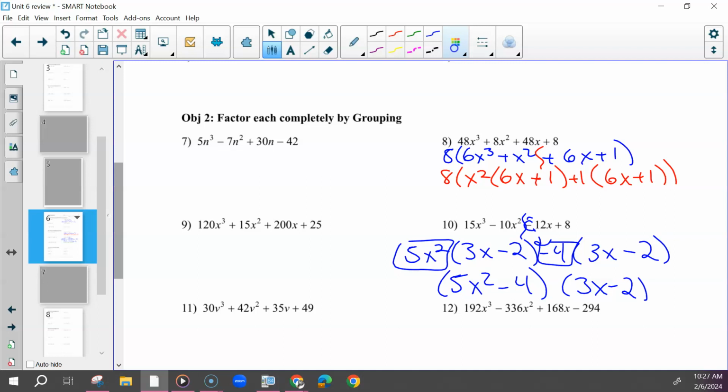So then when you write your final factors, 8 will get brought down. You have these outside pieces, x squared plus 1. And then the inside pieces, 6x plus 1.